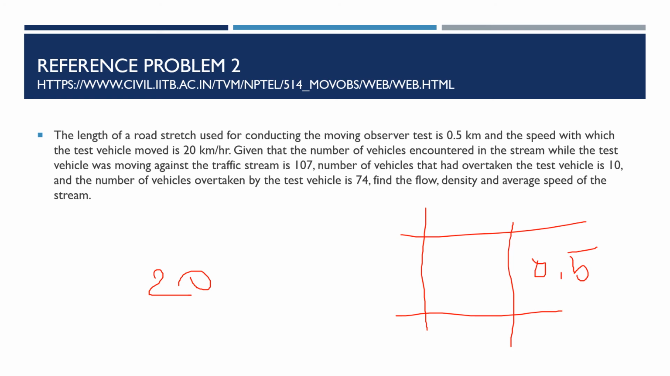Now when the test vehicle was moving along with the stream, the number of vehicles overtaken and overtaking is given as 10 and 74. And in the opposite direction, that means when the test vehicle was moving in the opposite direction, the number of vehicles counted is 107. So these are the data given.